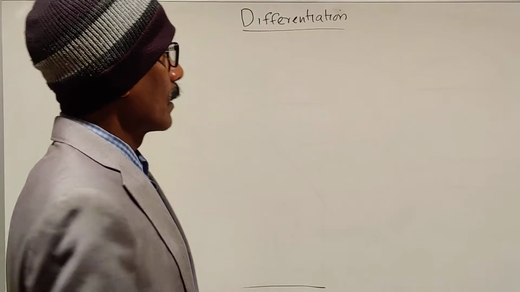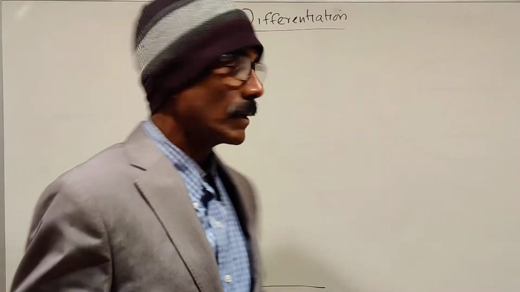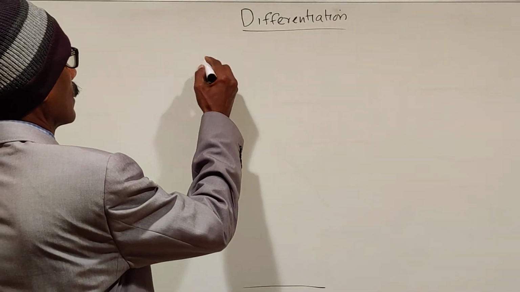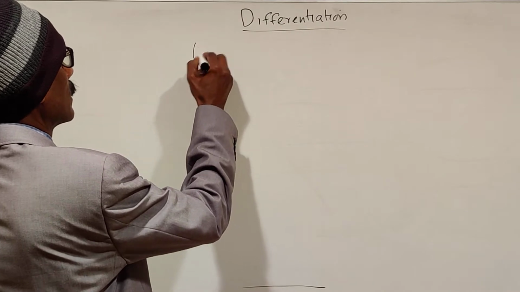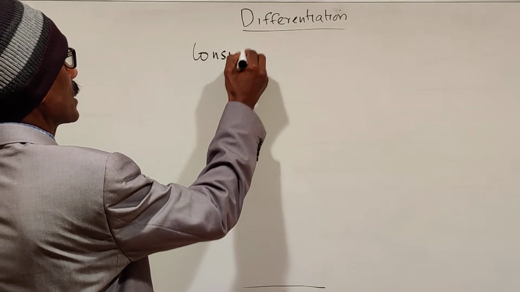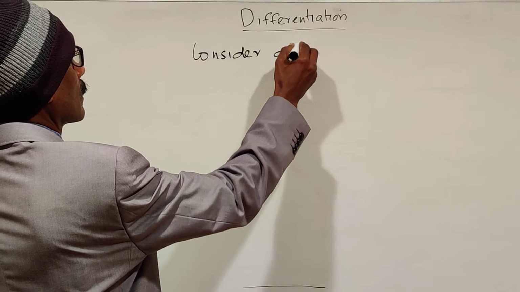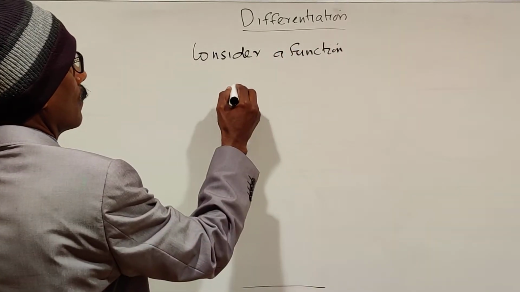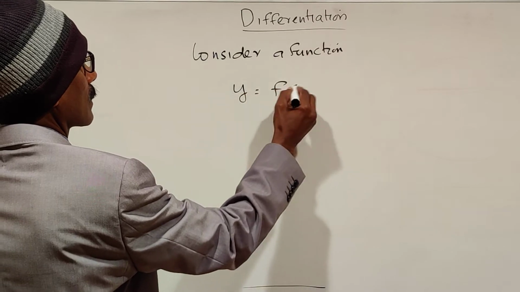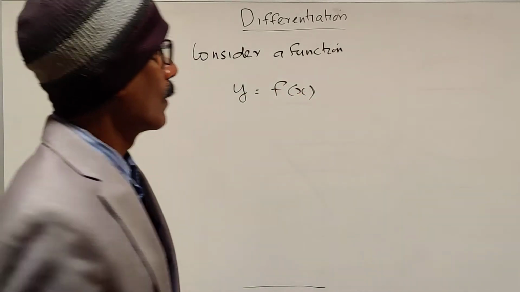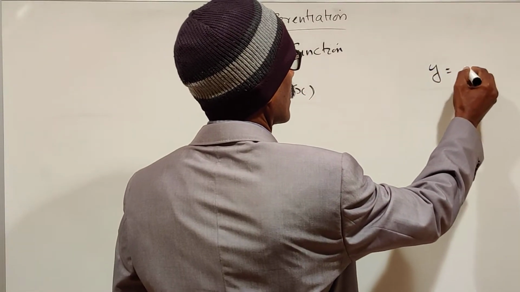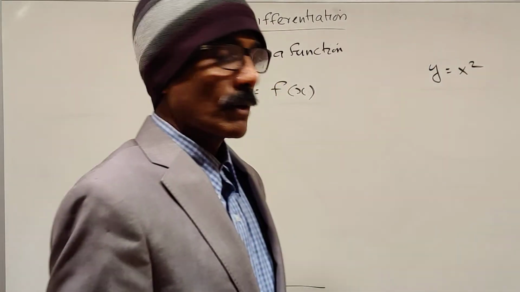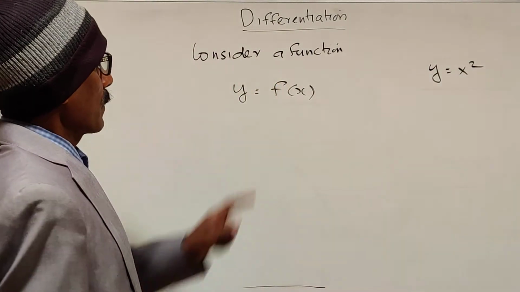Differentiation. Consider a function y equals f(x). For example, y is equal to x square. See, y is equal to f(x).